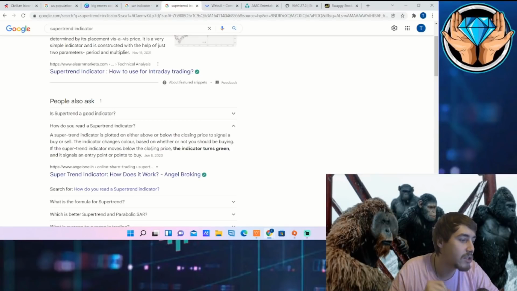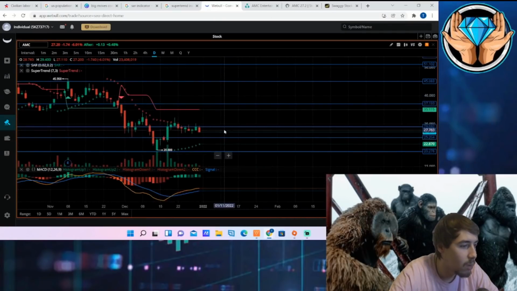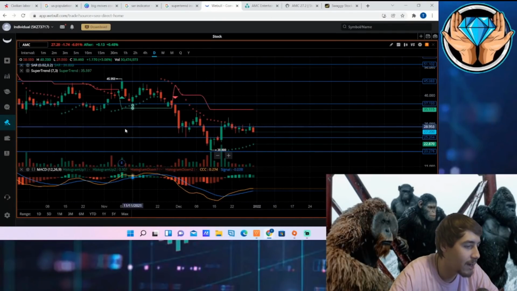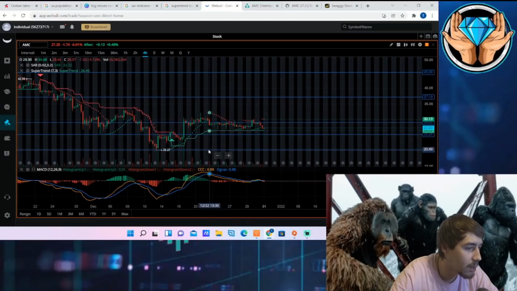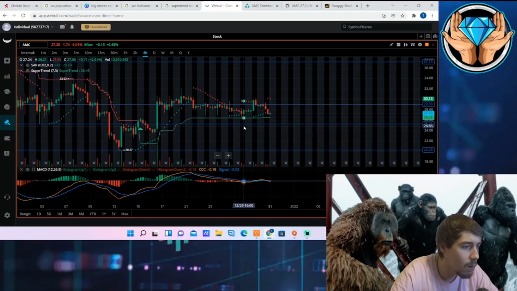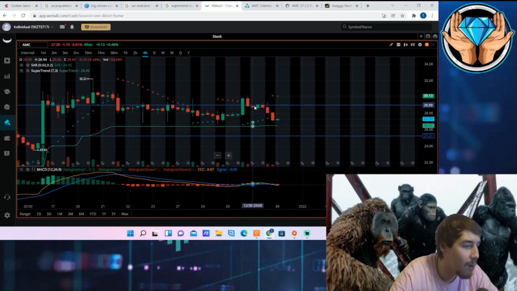If the super trend indicator moves below the closing price, the indicator turns green and it signals an entry point or points to buy. So if we take a look at this on the daily candlestick chart, we are not bullish on this super trend indicator. But if you pull this out to the 4-hour candlestick chart, we are clearly bullish with this indicator. So pretty interesting, the divergence that we are seeing there.